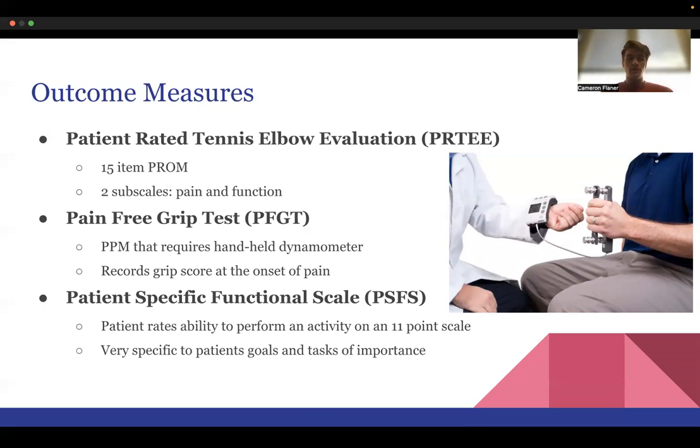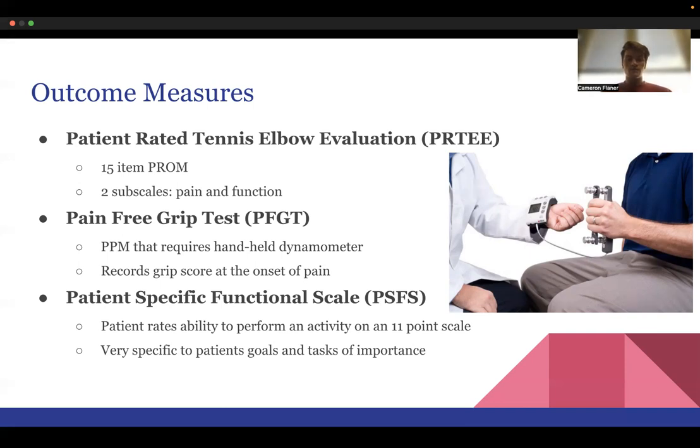The next one is the pain-free grip test, which is a physical performance measure that requires a handheld dynamometer. With lateral epicondylitis, patients typically have issues with grip strength. So this measure records grip score at the onset of pain, and this will allow the therapist to record and show progress with their grip strength as the patient is going through their interventions.